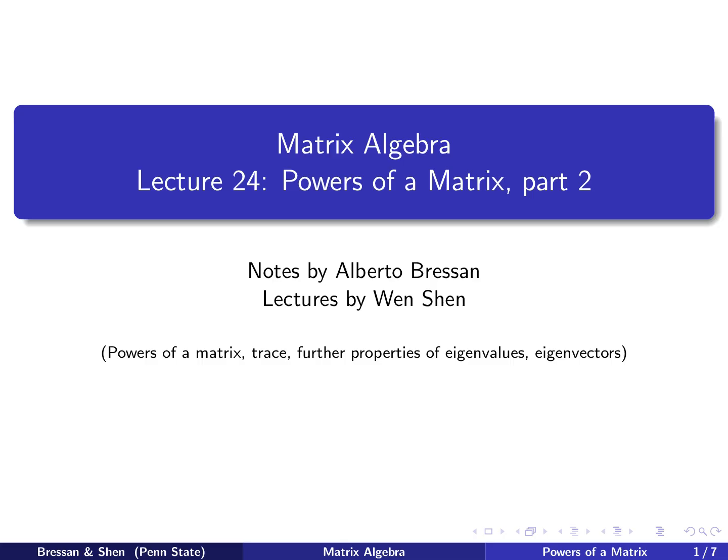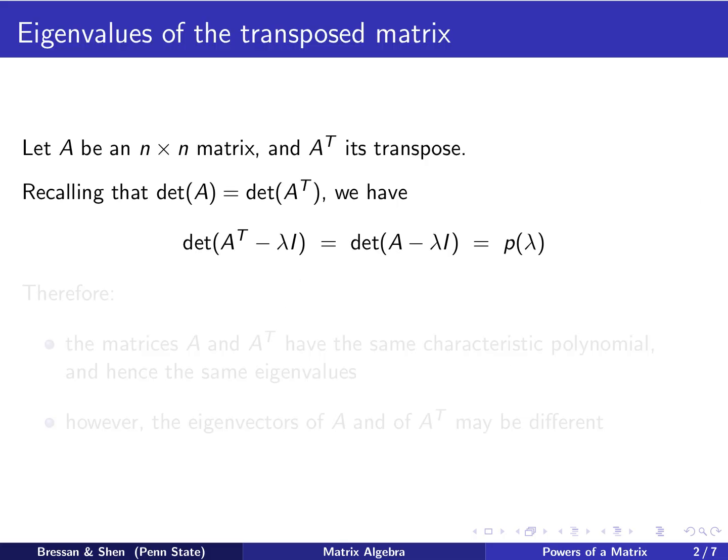Let's get started. First, we look at eigenvalues of the transposed matrix. Now let A be an m by n matrix, and A^T is its transpose. Remember the property about the determinant of a matrix and its transpose? We have the determinant of a matrix equal to the determinant of the transpose of the matrix.